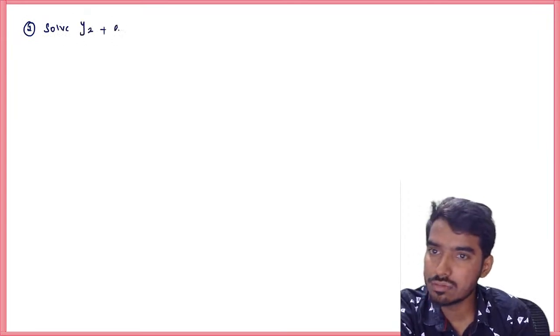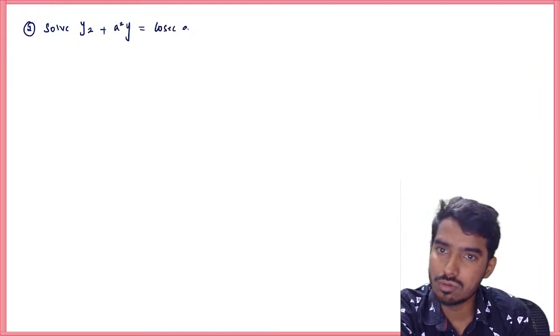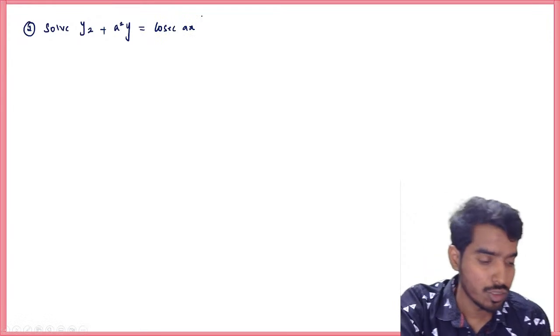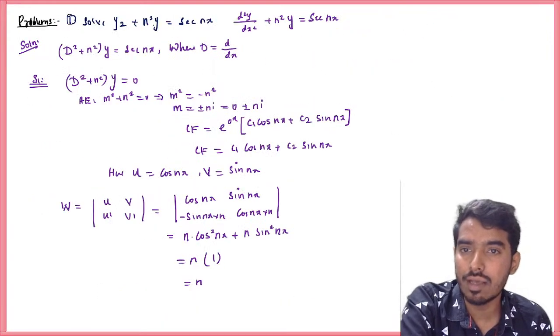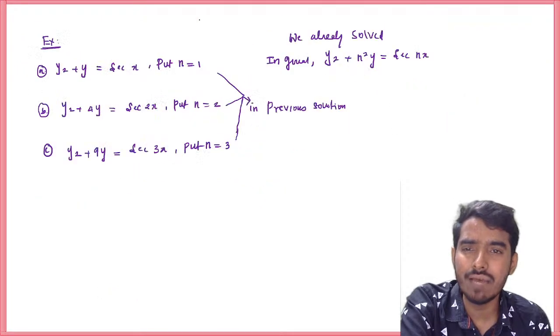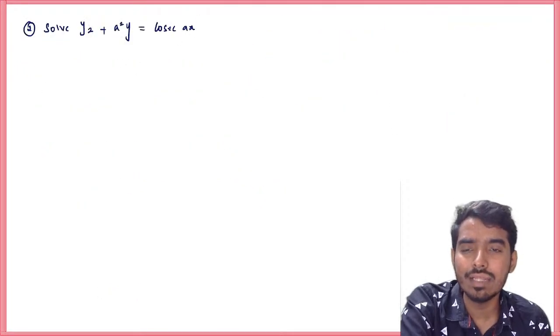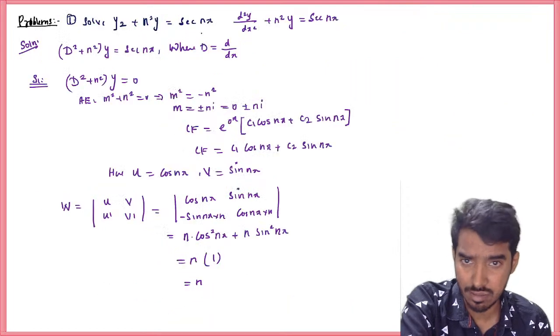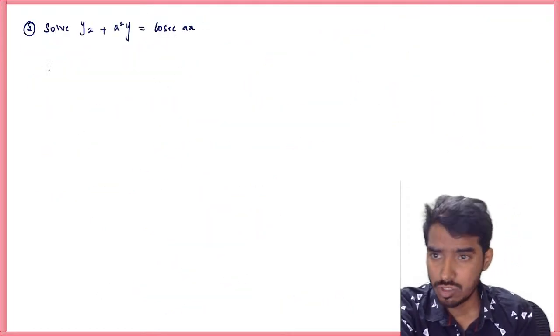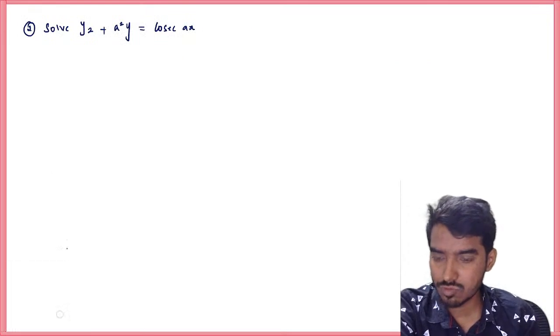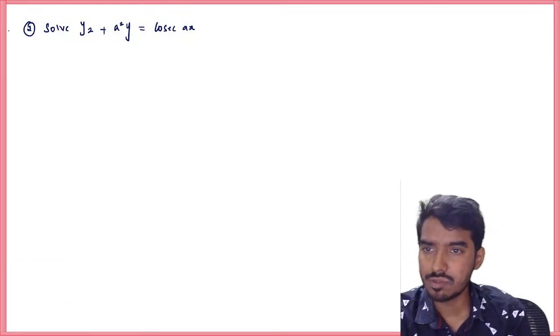y2 plus a square y is equal to cosecant ax. So in the previous problem, we have secant nx. So in here we have n, here we have a. That is not a problem. Here in the previous one, we have secant nx. Here we have cosecant ax. So we will solve this quickly. So, solution.